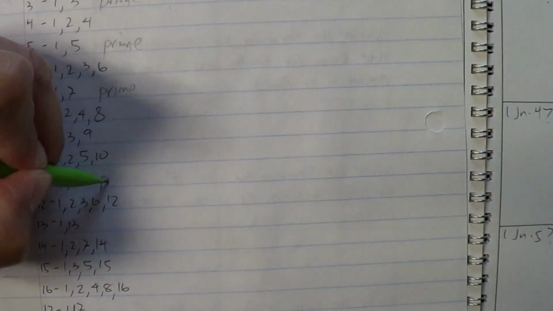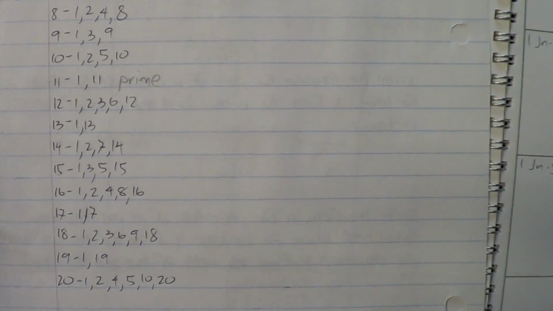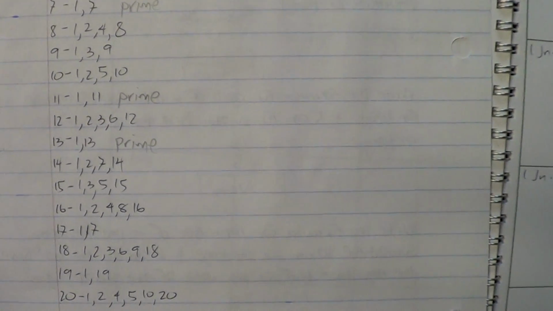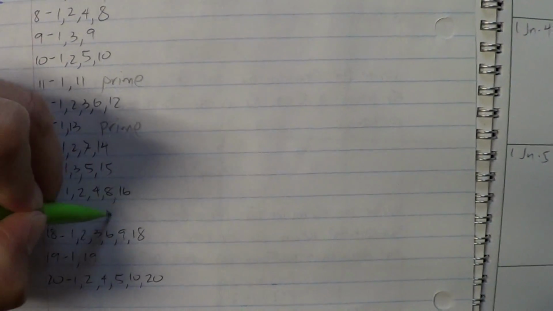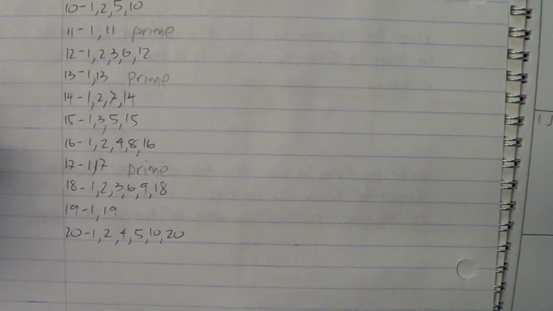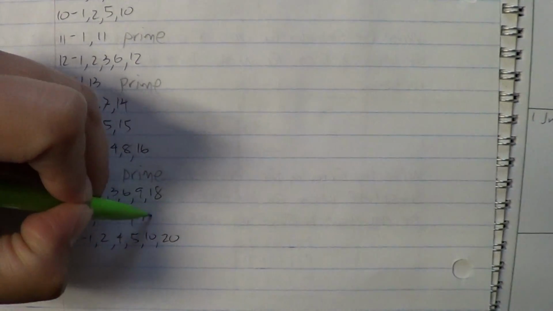11 is prime, it only has two factors, 1 and itself. 12, of course, lots of factors. 13, prime, because it only has two factors. 14, not prime. 15, not prime. 16, not prime. 17 is prime because it only has two factors. 18, definitely not prime, a lot of factors there. 19, prime. 20, not prime, definitely a lot of factors in there.